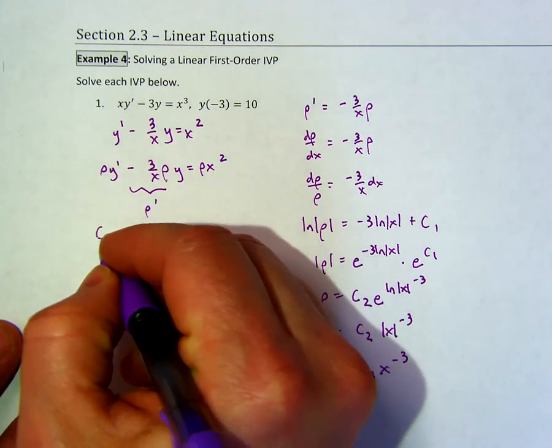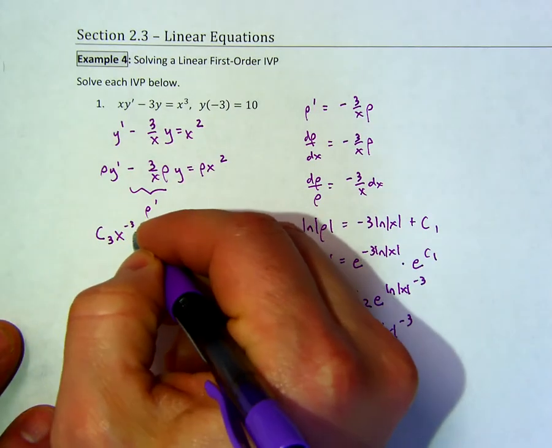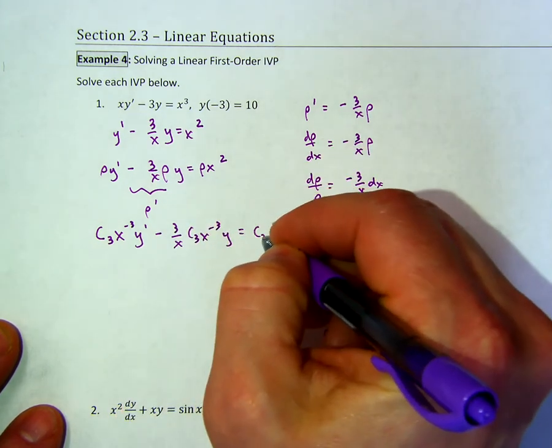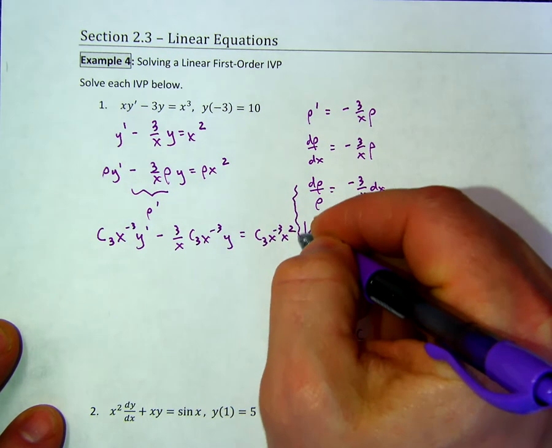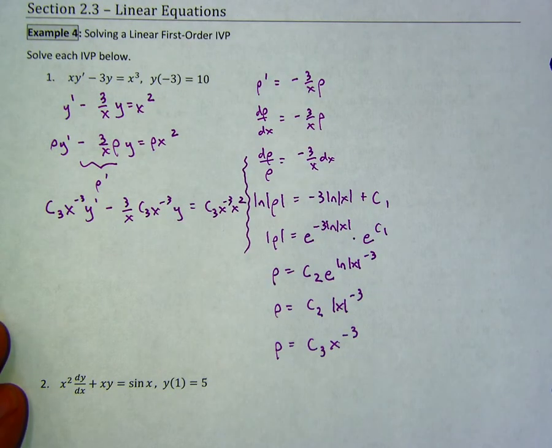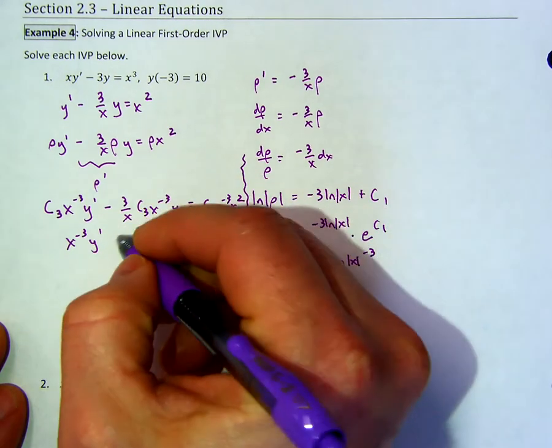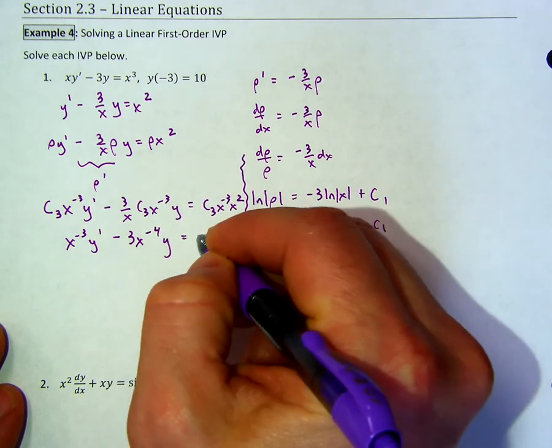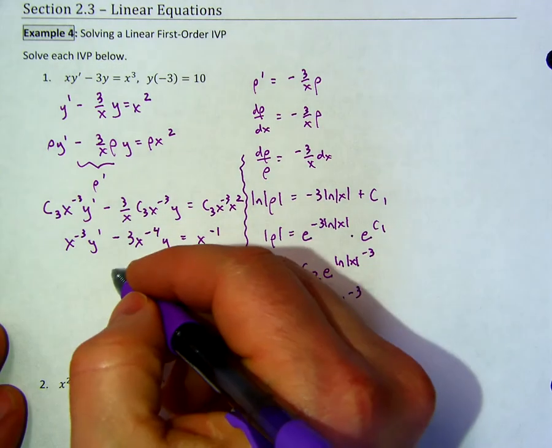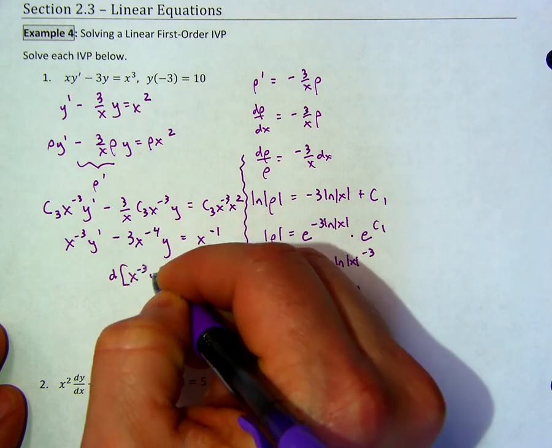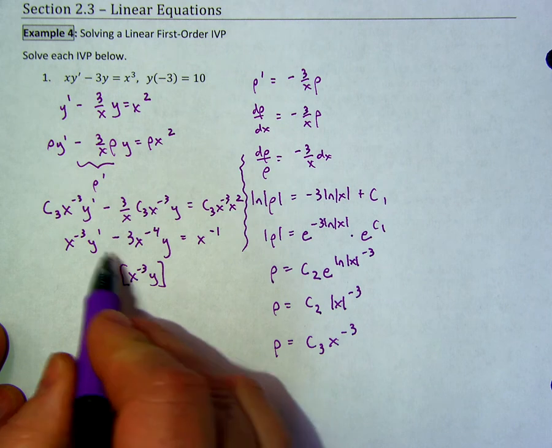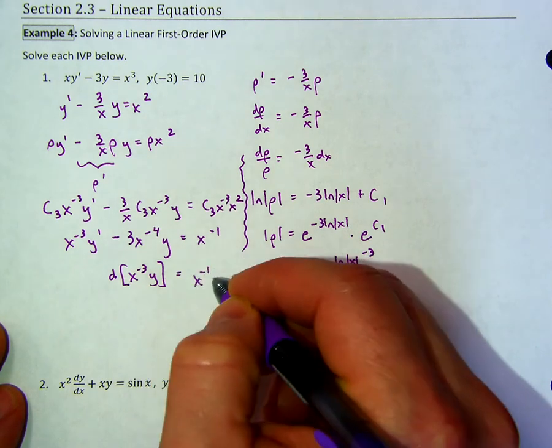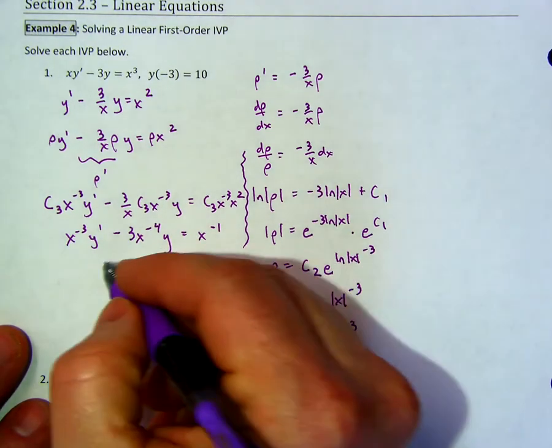So let's multiply that. We've got c3 by the time we were at the end there. c3 x to the negative third y prime minus 3 over x c3 x to the negative third y equals c3 x to the negative third x squared. All right, like always, those constants, we can divide those constants out. We have x to the negative third y prime minus 3x to the negative fourth y equals x to the negative first. And so on the left-hand side, that is the derivative of x to the negative third times y, right? So x to the negative third times y prime plus, and then the derivative of x to the negative third would be negative 3x to the negative fourth y. And so we'll do our separation, integrate both sides.